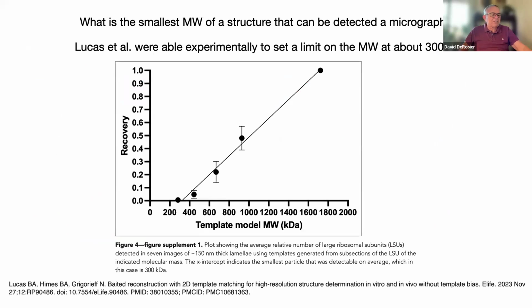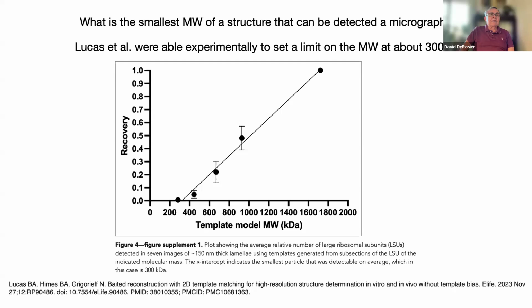So what is the smallest protein? By the way, they use micrographs, not tomograms. So they could use small templates as parts of ribosome to explore the sensitivity of looking at a cryomicrograph and extrapolating it down, and they arrive at a value of about 300 kilodaltons. This is not from a tomogram, but from a micrograph of a lamella.